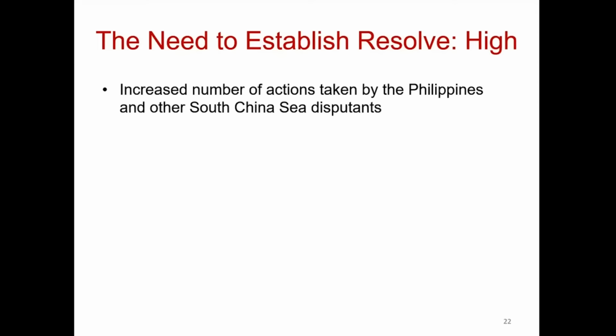Now let's get first to the need to establish resolve, which is coded as high in this case because of these objective stats as well as primary speech evidence. If we look at the objective stats, prior to China's use of coercion there was an increase of actions taken by the Philippines, as well as other South China Sea disputants. And interestingly, these actions themselves were heavily reported through international media. And this actually includes the Scarborough Shoal incident itself.